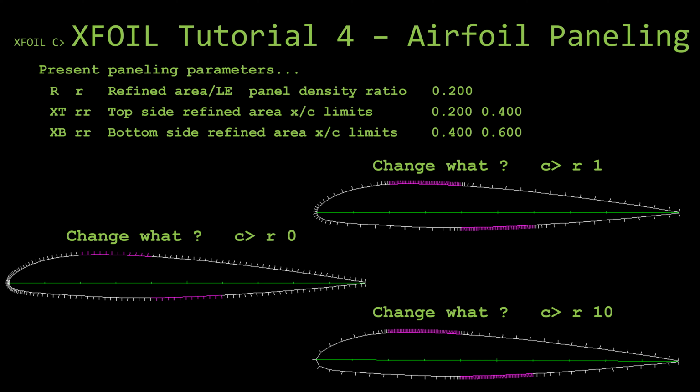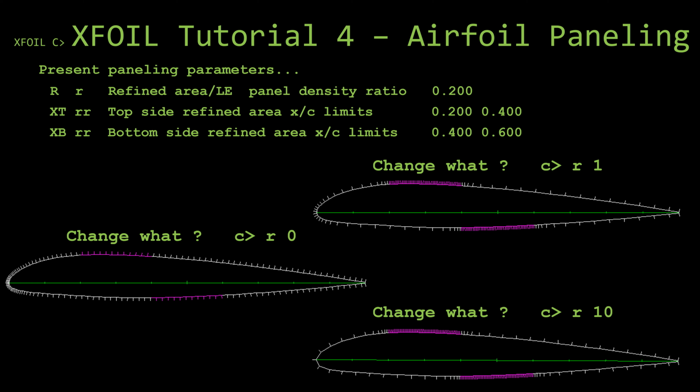Now for the middle airfoil, if we change the panel density ratio to 0, this means that the refined area is getting 0 of the extra panels, and the leading edge is getting 1 or 100% or all of the extra panels. So if you look closely at that airfoil, you'll see that the leading edge has bunching. However, our refined areas do not. They look normal like the rest of the airfoil. I don't see any bunching on them.